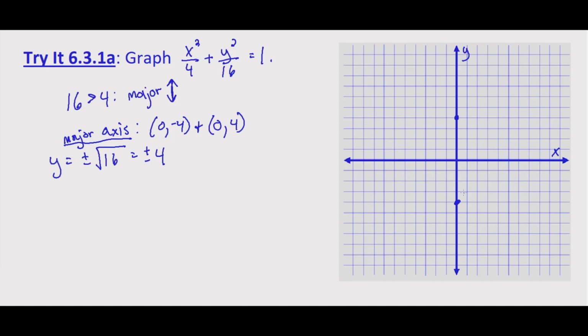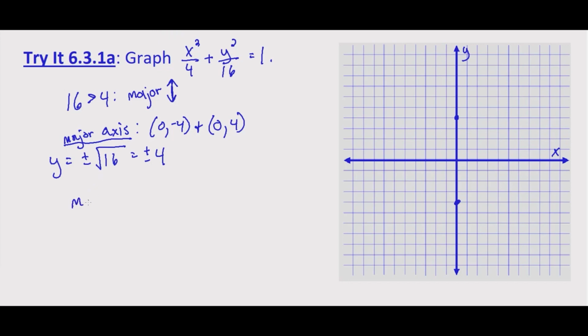We always want to start with our major axis vertices because that way we know how big the graph is going to be. We don't want to find our minor axis vertices, graph those, and then, oh wait, our major axis vertices are off of the graph that we made, and we'd have to change the scale. So we want to find our major axis vertices first, which we did. We identified those because the denominator under y squared is bigger than the denominator under x squared.